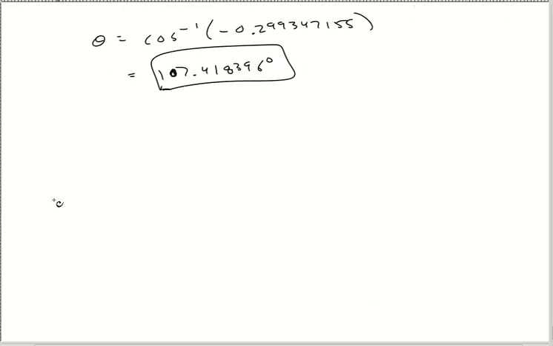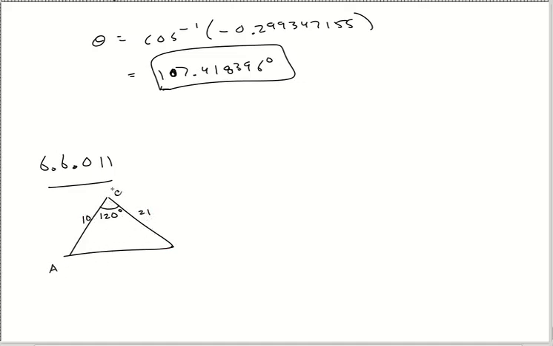Next question. So 6.6.001. I'm sorry, not 001. It's 011. So this time they give me an angle here of 120. I've got a 10, and I've got a 21. I'm going to label some of these. I got an A, this is a C, this is B, and this is little c. And they want to find little c, angle A, you know how this works, and angle B.